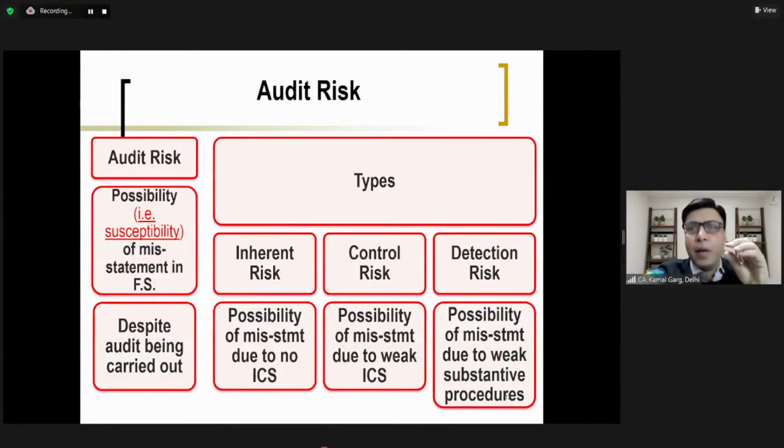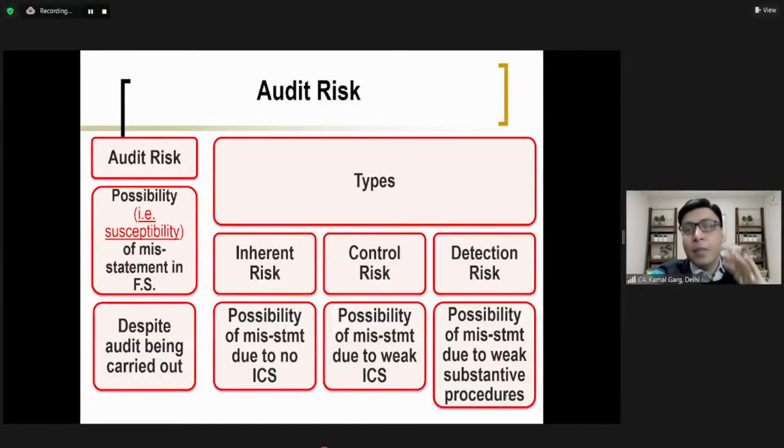Can I say misstatement, as a layman again, can I say that misstatement means what was required to be done, but what is done, and the difference between these two. So misstatement is the difference between what is done and what was required to be done.